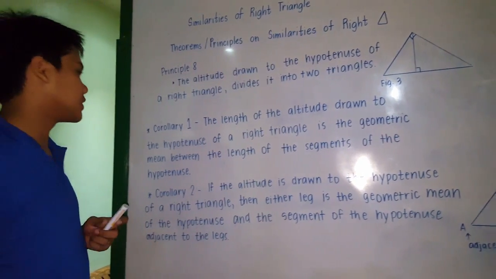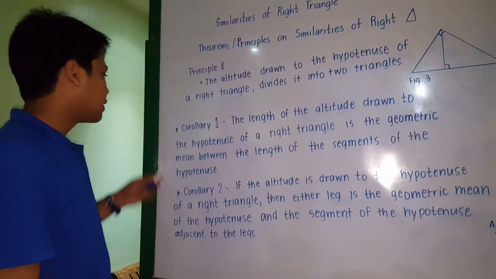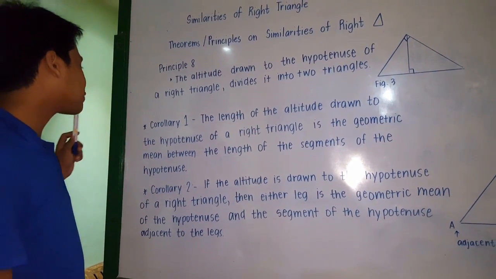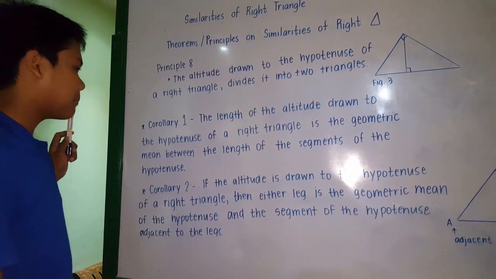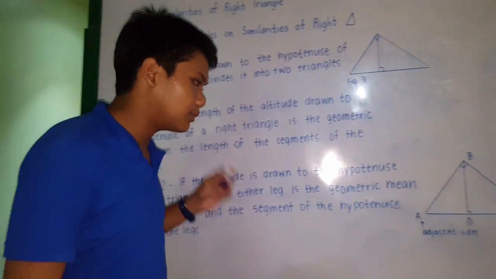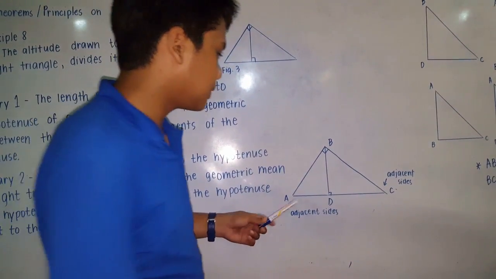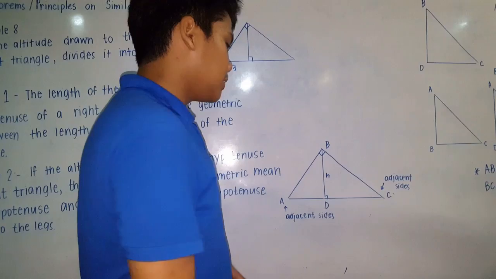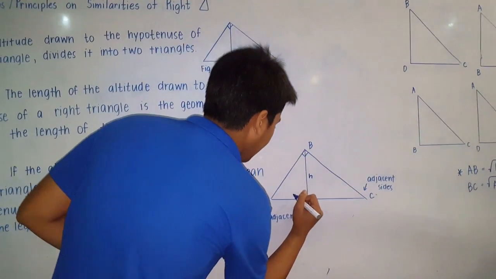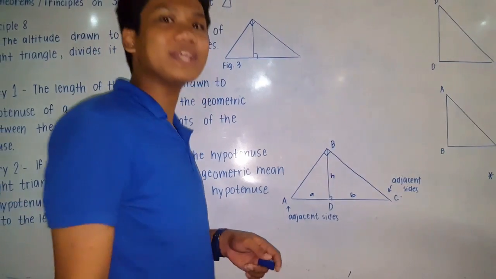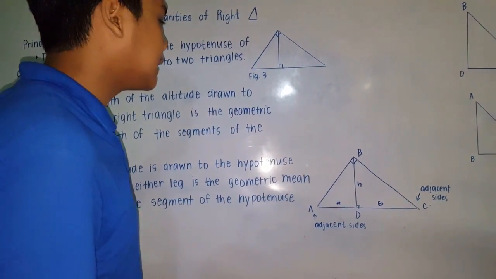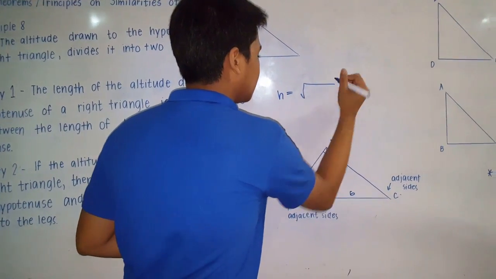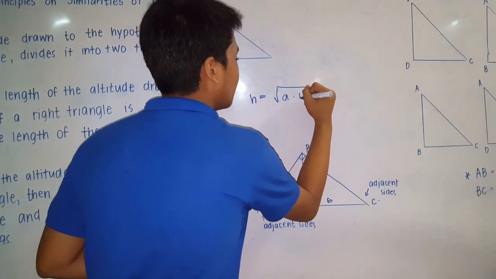So now let us discuss the corollary principles. Corollary 1. The length of the altitude drawn to the hypotenuse of a right triangle is the geometric mean between the lengths of the segments of the hypotenuse. As you can see here, the altitude h is drawn to the hypotenuse. There are two segments created, A and B. So what is the value of h? According to corollary 1, the value of the height is equal to the geometric mean of A and B.